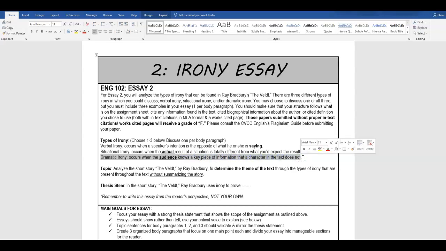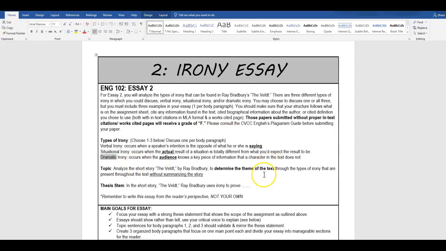Think about a scary movie for dramatic irony, in which you, the audience, may know that the killer is behind the barn, right? But the actual characters in the text don't know that yet. So that would be dramatic irony. So you have three different types of irony. One deals with dialogue, one deals with the events, and then the last one deals with the audience.